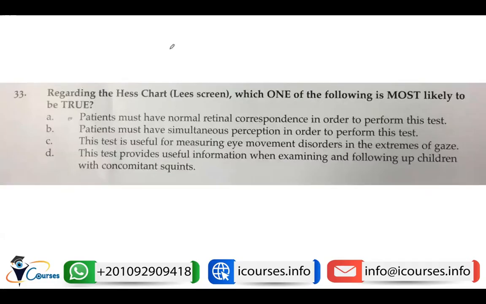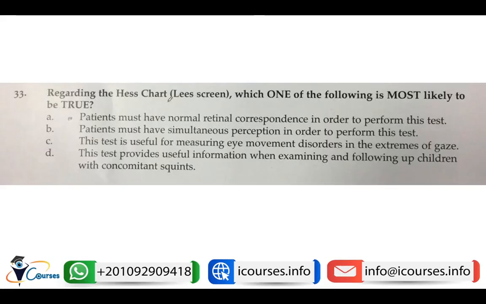This is a rather tough question. Again, this depends on the topic of binocular vision, which will be explained in the physiology lecture, but this question appeared in the optics, so I prefer to answer it here. Okay, let me explain it.